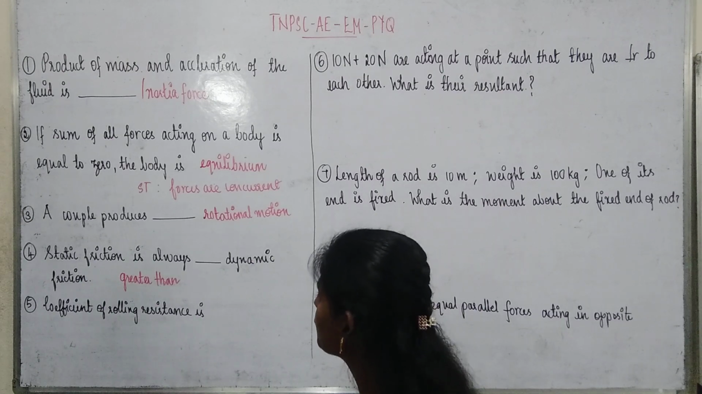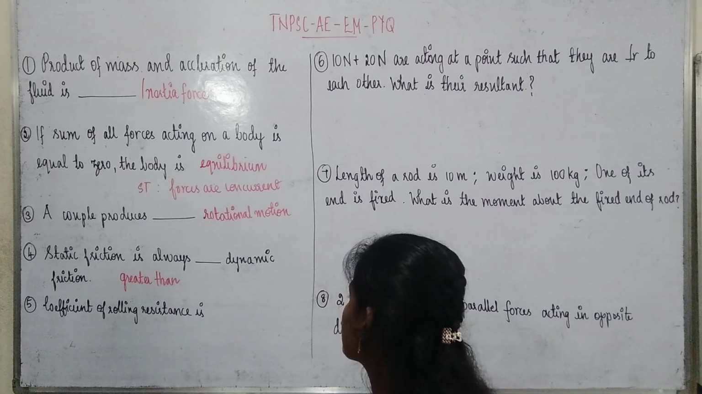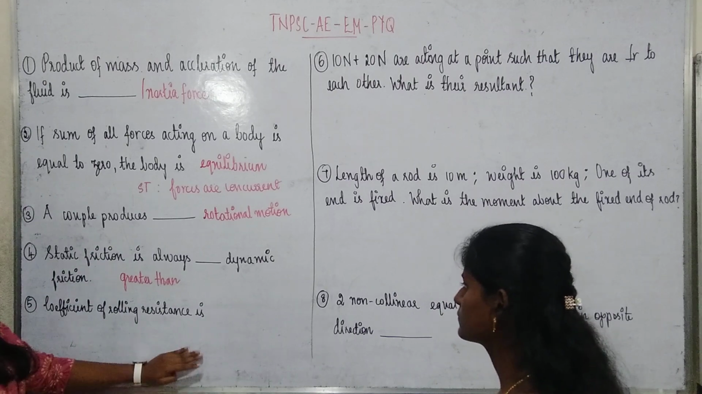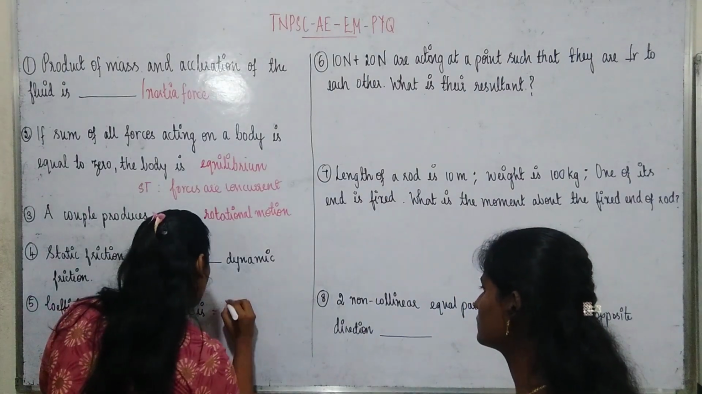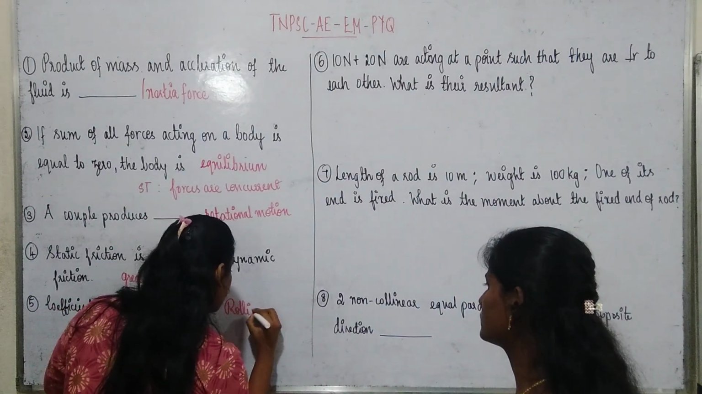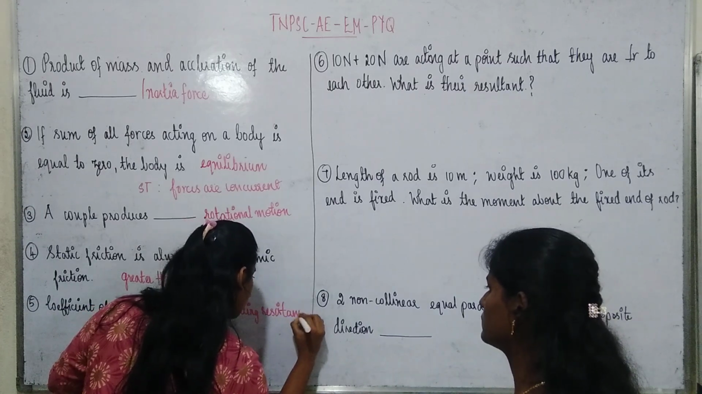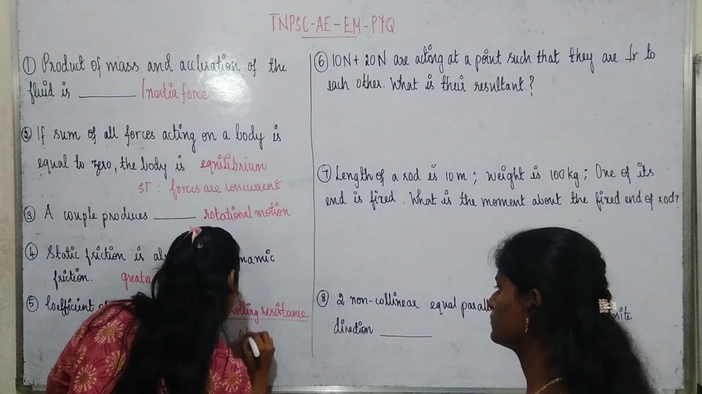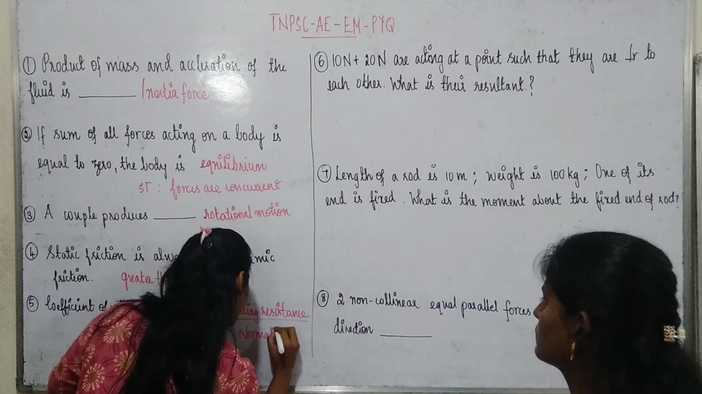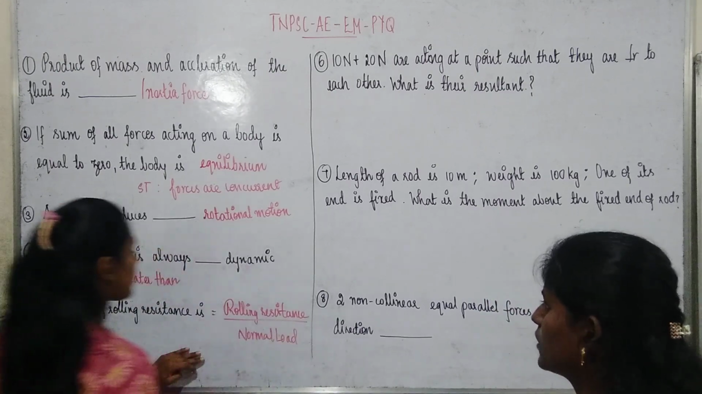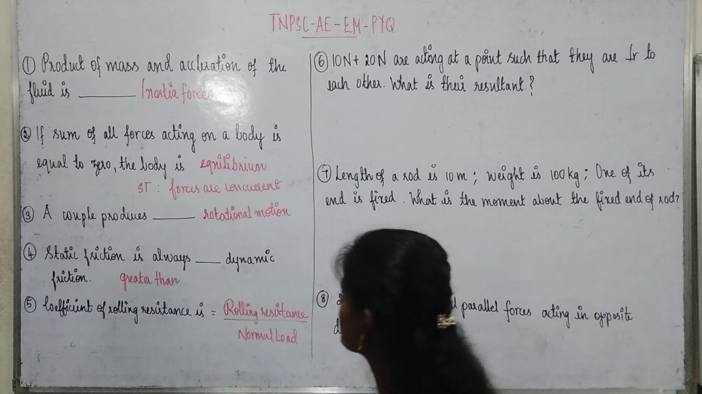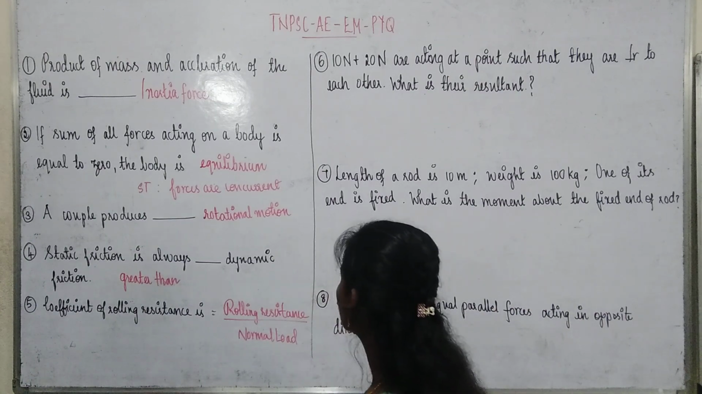Next question. Coefficient of rolling resistance is. The coefficient of rolling resistance is the ratio of the rolling resistance to the normal load. So the coefficient of rolling resistance is rolling resistance by normal load.